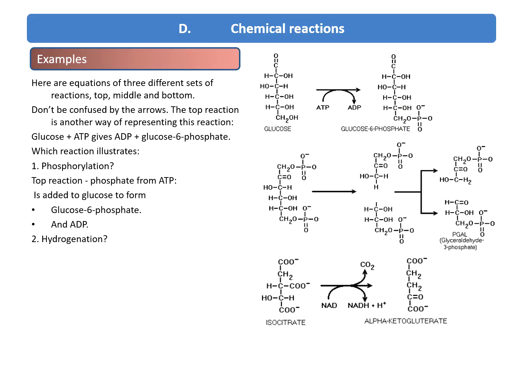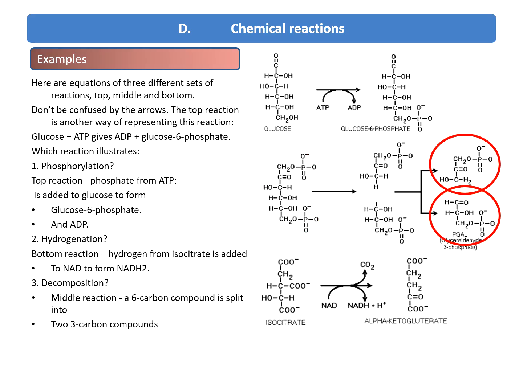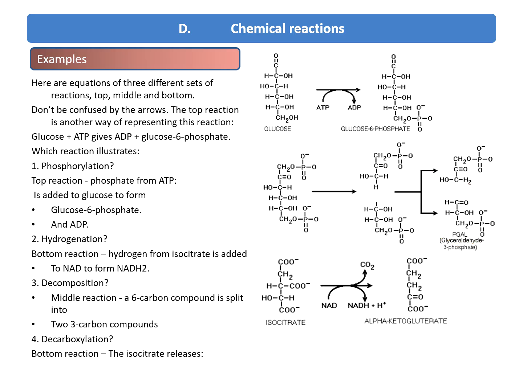ADP also results. What about hydrogenation? The bottom reaction. Hydrogen from isocitrate is added to the NAD to form NADH plus H. Usually I represent that as NADH2. How about decomposition? The middle reaction. The 6-carbon compound is split into 2 3-carbon compounds. Decarboxylation. Bottom reaction, the isocitrate releases carbon dioxide.